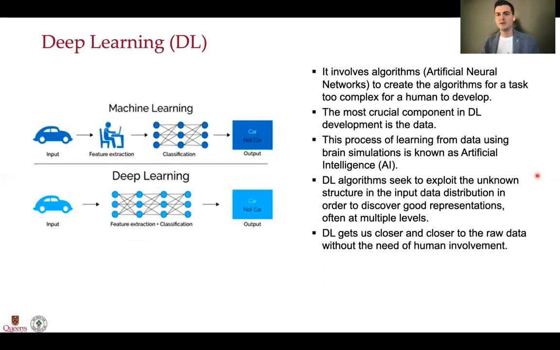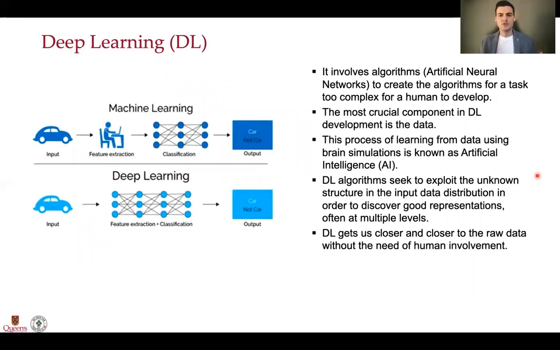In general, deep learning involves algorithms, the artificial neural networks, that are used to create algorithms for tasks that are too complex for a human to develop. Meaning that if we have a problem that needs an algorithm to solve it, and this algorithm is too complex for us to develop, with deep learning you use a neural network that, based on the experience we provide in the form of data, learns the appropriate algorithm to solve this task.